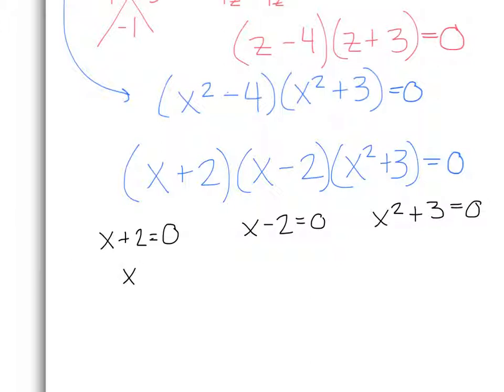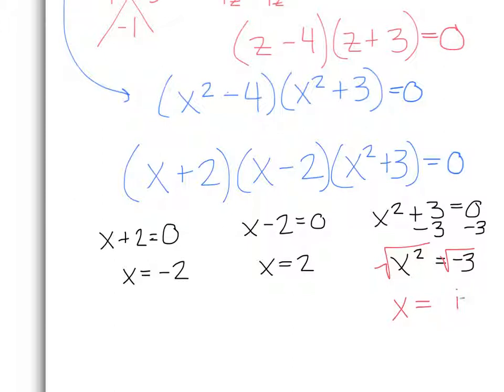Wait, we did this. So x equals negative 2, x equals positive 2. Now this one we've got to do a little more work. It's square root of 3. Square root of 3, yep, you're right. But you've forgotten something. What have we forgotten? Plus or minus, because you took the square root of both sides.